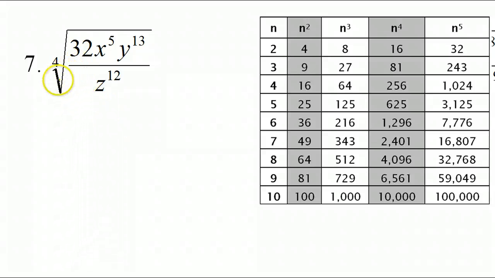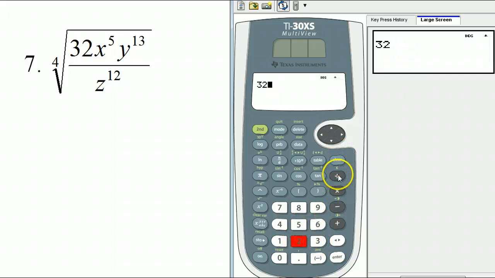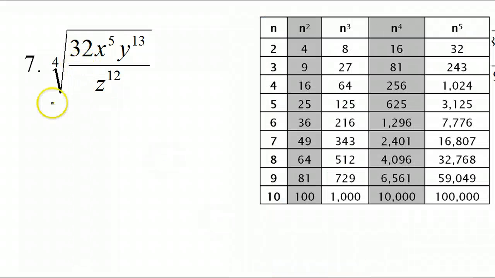Alright, number 7, same type of thing, but we have this fraction to deal with. We're still doing the 4th root. I see that 32 is not on the list. In fact, the only number below 32 that is on the list is 16. And look, 16 does go into 32 evenly, right? Because 32 divided by 16 is 2. So 16 times 2. Just keep that in mind.